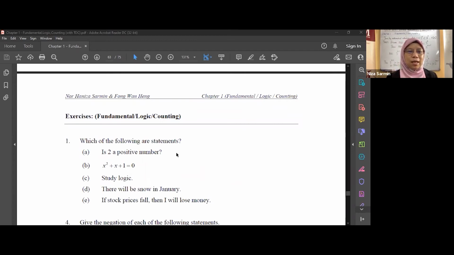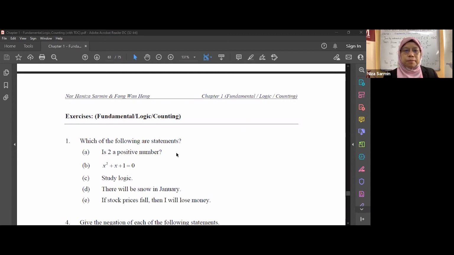Okay. 1A. Can you read and then give your answer? Is 2 a positive number? No. Not a statement. Not a statement because it's a question, right? Okay. If you said 2 is a positive number, it is a statement. This is a question. Okay. All right. The second one.